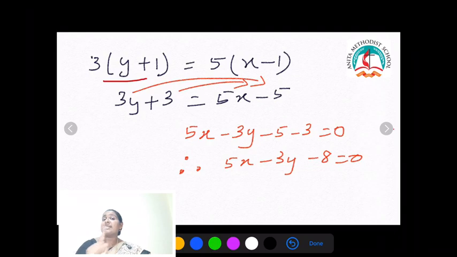Always we write x as positive. So take y and the constant to the other side. So 5x, plus 3y changes into minus 3y, plus 3 changes into minus 3. So we get 5x minus 3y minus 5 minus 3 is equal to 0. Therefore, 5x minus 3y minus 8 is equal to 0. Have you all understood, children? It's a little bit long sum, a 5 mark sum. You work it out, it is easy. Okay children?